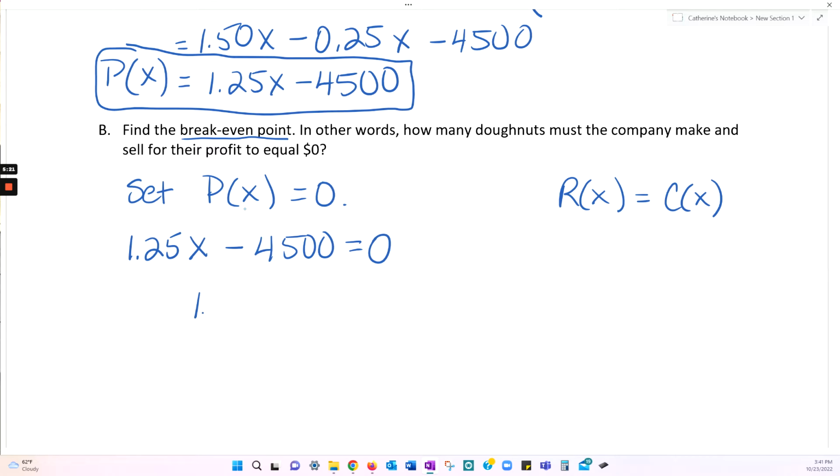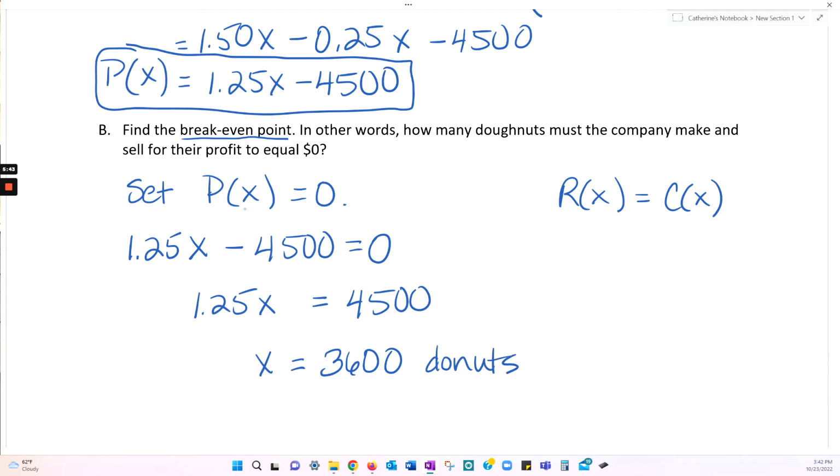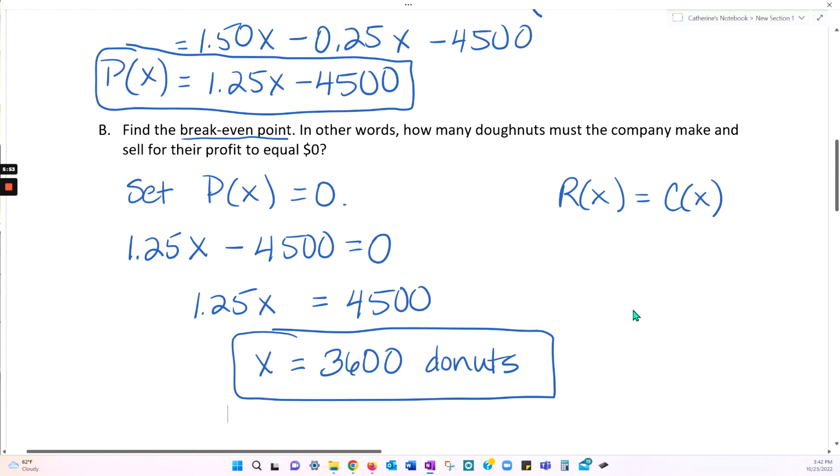So we can add 4,500 to both sides. So $1.25x is equal to 4,500. And then divide both sides by $1.25. So 4,500 divided by 1.25 is 3,600. And so that was donuts, right? So we'd have to make 3,600 donuts just to break even. So if we make more than that, we will make money. We will have a positive profit. If we make less than that, we will lose money.